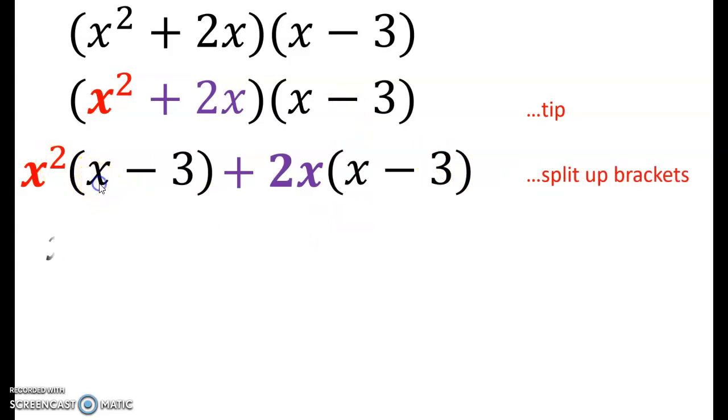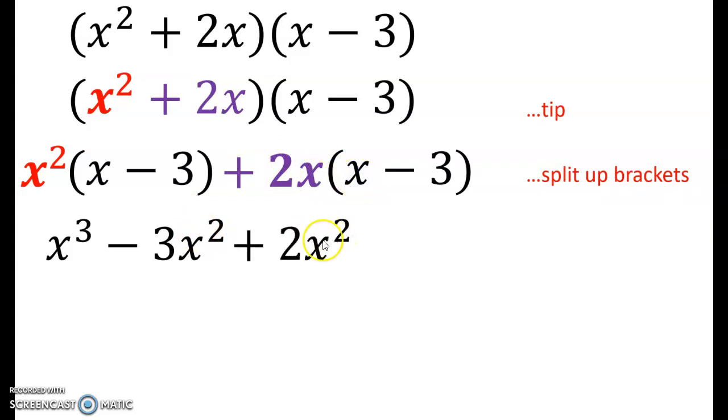And now we've got x squared by x. Be careful, because that's going to be x cubed, and x squared by minus 3 is minus 3x squared. 2x by x, so be careful here, plus plus is plus, 2 by 1 is 2, x by x is x squared. And then we have 2x by minus 3, so plus by minus gives us minus, 2 by 3 is 6, and of course 2x by 3 is 6x. So, we have two things to tidy up here.